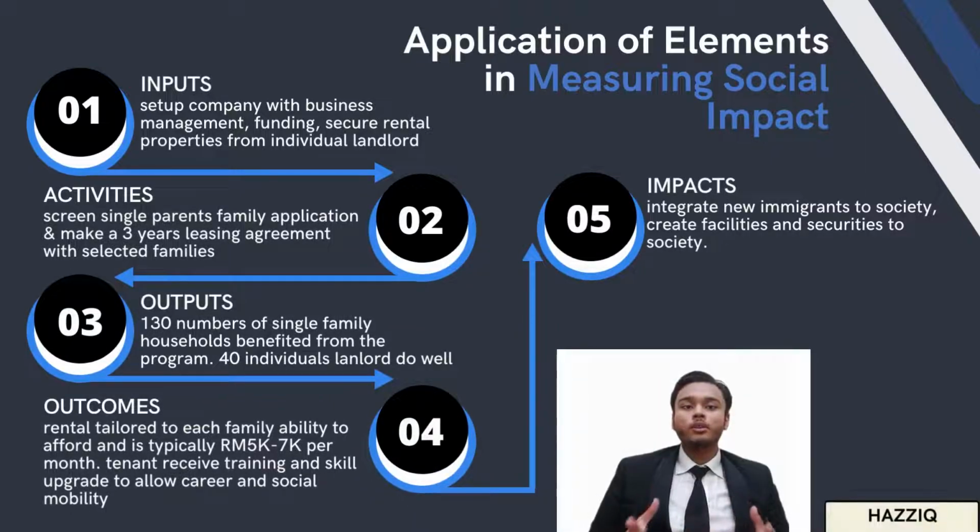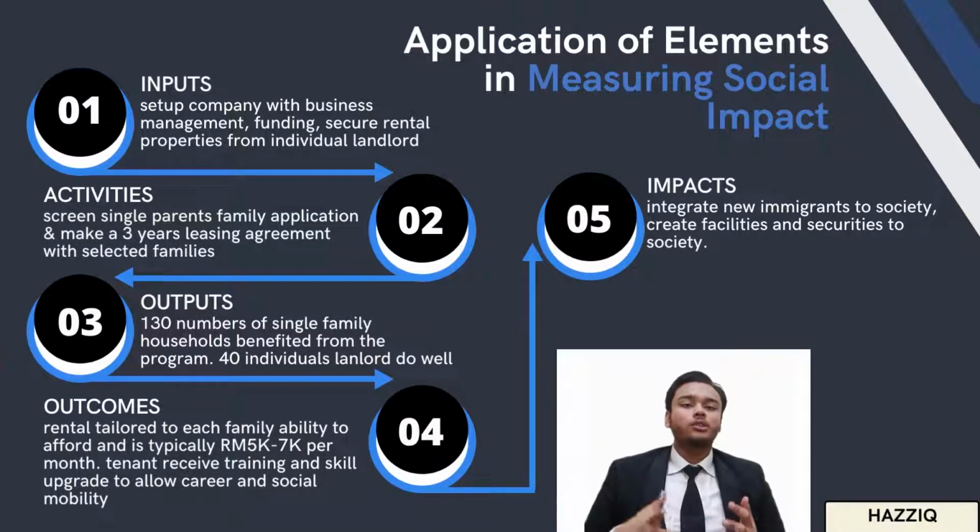So let's look at an example of how we apply these elements in measuring social impact. As for the first term, input, as I said just now, it is the resources that are available, right? For this illustration, we may look at the property and rental sector. There is one setup company that has everything: business management, funding, properties and so on. All of these we call their input. Next, the activities: what the company does with the input that they have. In this illustration, we can see that this company has provided selected single parent families with a 3 year leasing agreement.